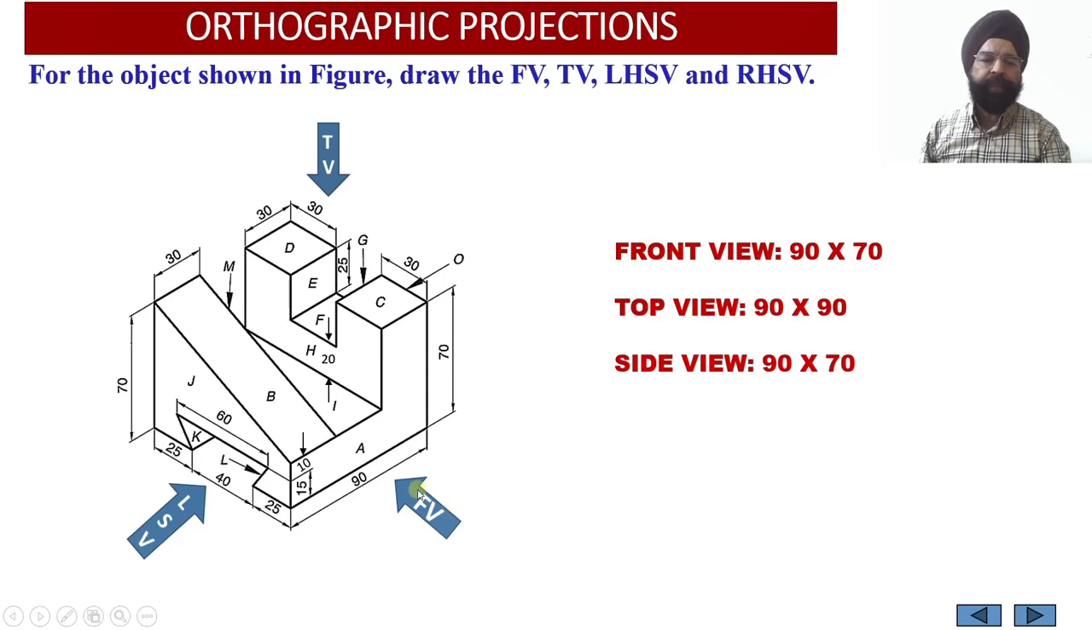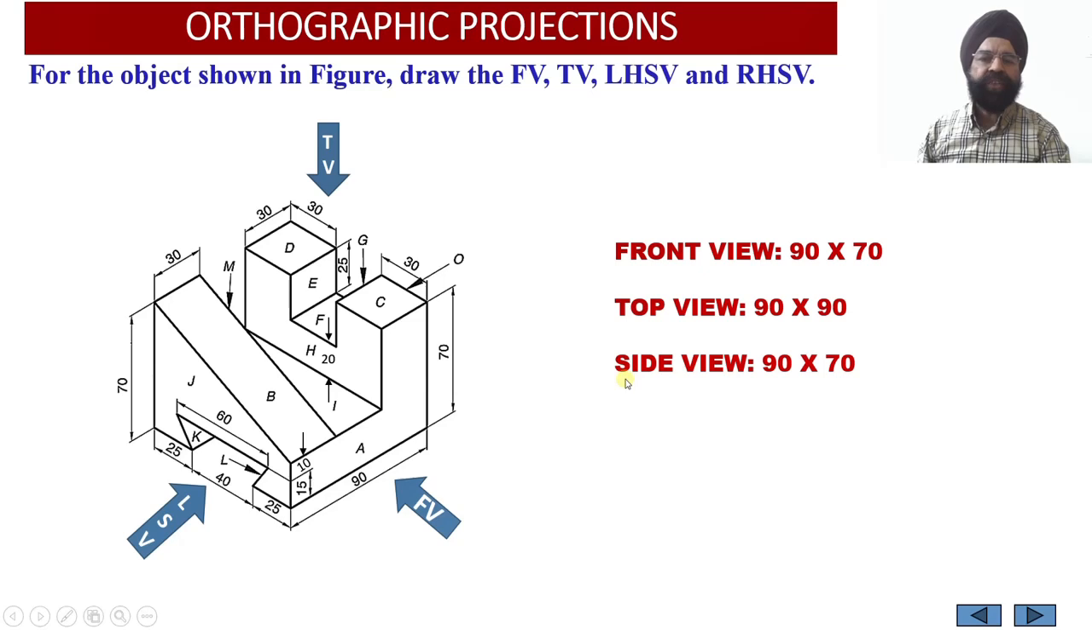Now looking at the solid from the front, we observe that the width of the solid happens to be 90 millimeter and the height of the solid is equal to 70 millimeter. So the dimensions of the front view face will be 90 millimeter by 70 millimeter. Now when we observe the solid from the top, the width of the solid is 90 millimeter and the depth of the solid is 90 millimeter. So from the top view, the projections of the top view face will be 90 millimeter by 90 millimeter.